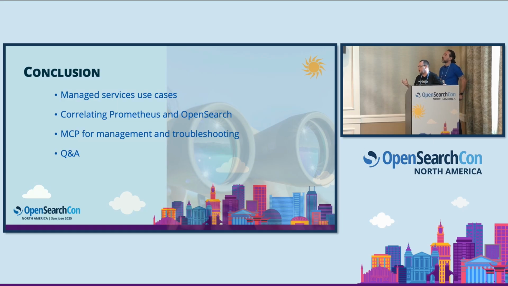So this was our idea today, to show you what you can do with managed services from AWS and the use cases for these services. How can you correlate data from Prometheus and OpenSearch, and actually any supported data source in Grafana, and how you can use MCP to manage your environment, but also troubleshoot your applications. So that's it. If you have questions, any question?